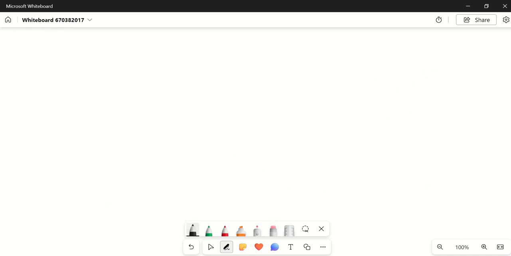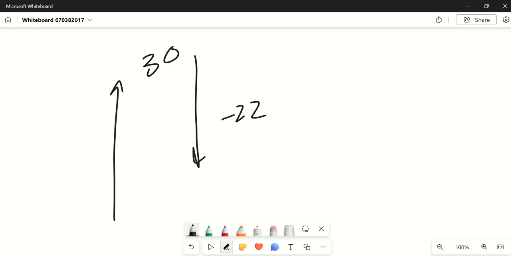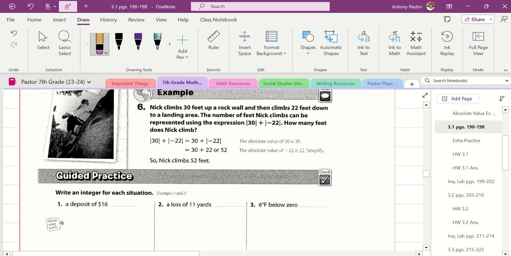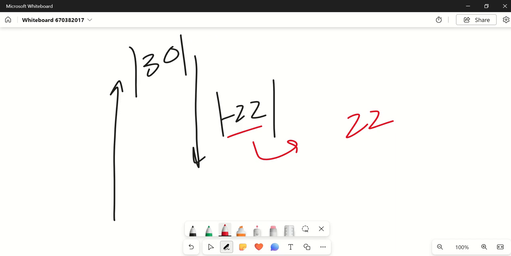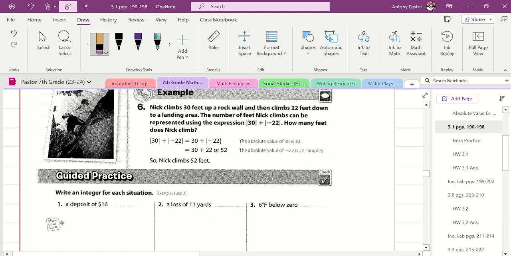So, he has climbed up 30 feet, but then climbed back down 22, and it's labeled as -22 because he walked back down. This is the absolute value of 30 and the absolute value of -22. Even though he walked back 22, he still did 22 feet. The absolute value of 30 will be 30. So the question is the absolute value of 30 plus the absolute value of -22, which will be 52. He did 52 feet of climbing, 30 feet up and 22 feet down. He climbed 52 feet.